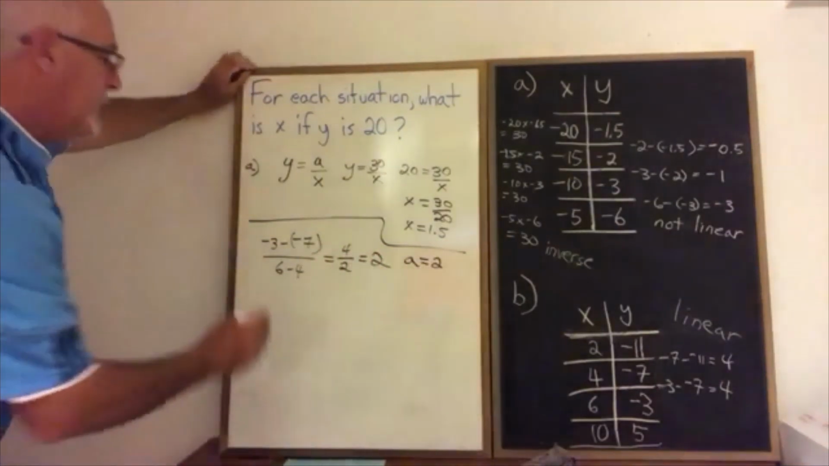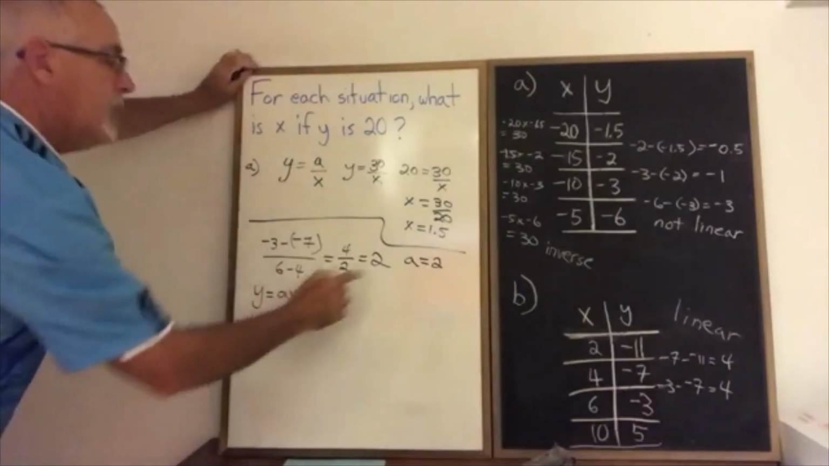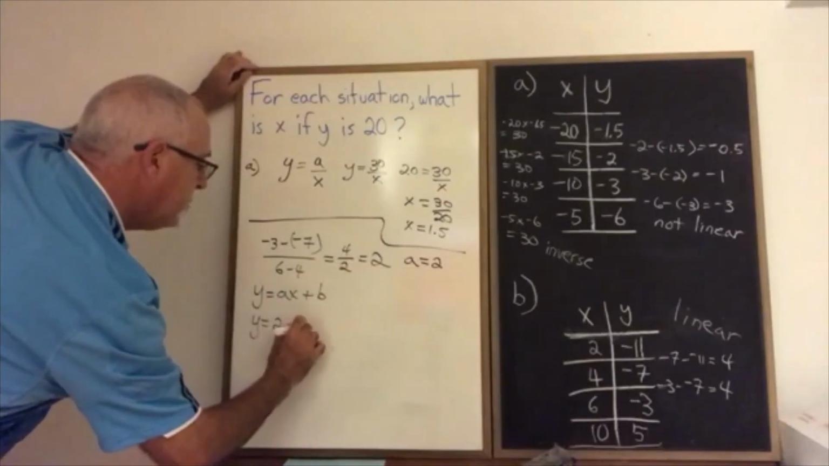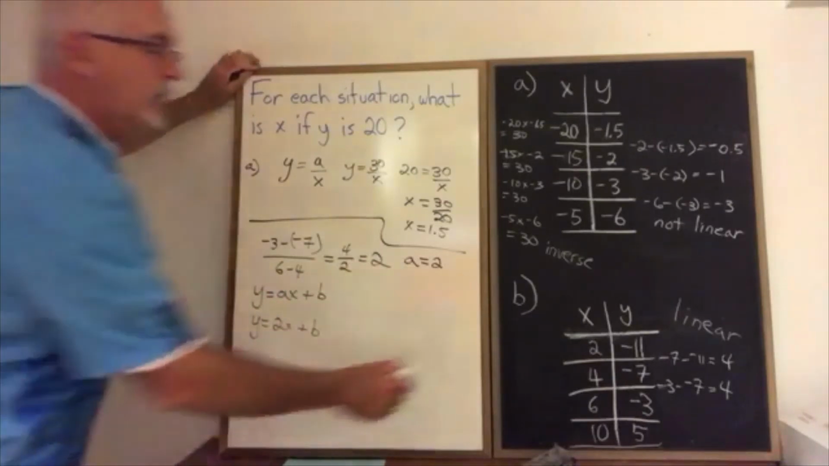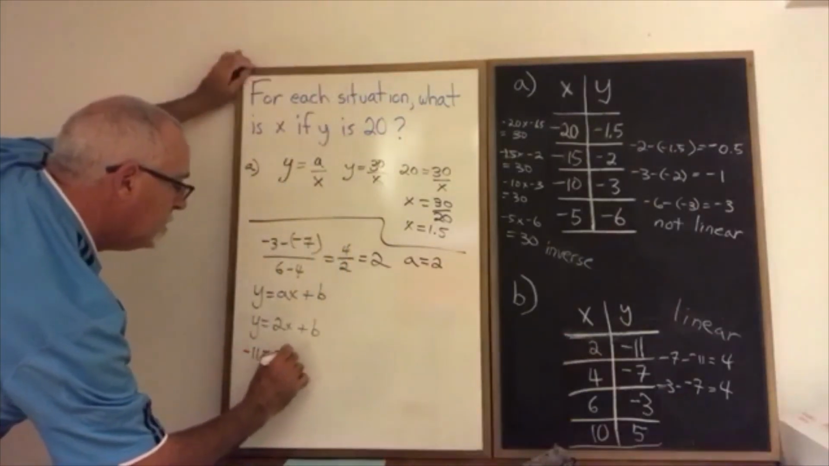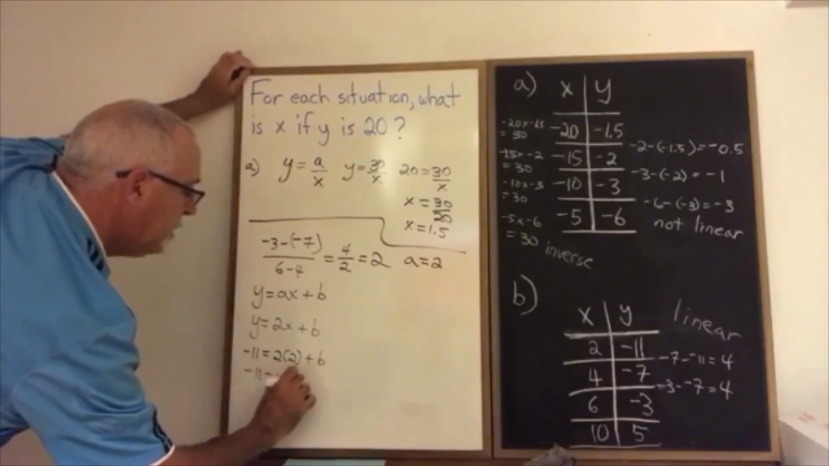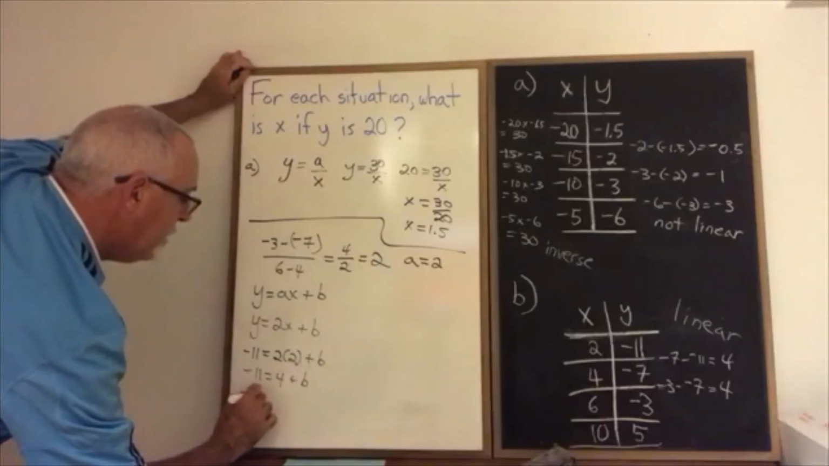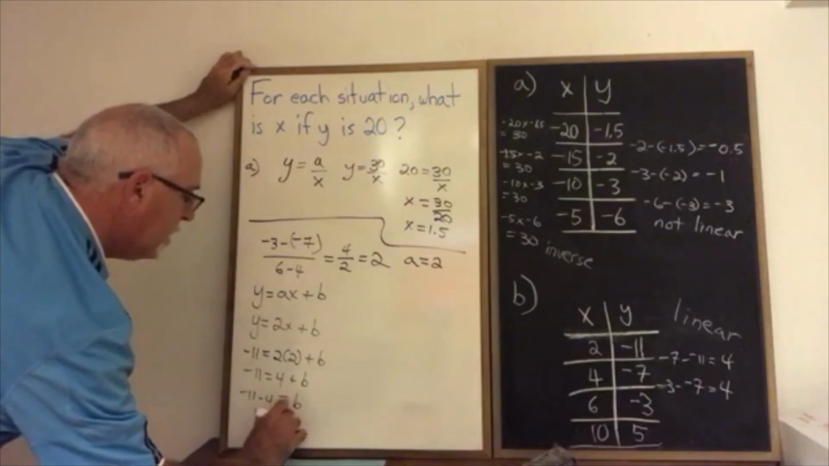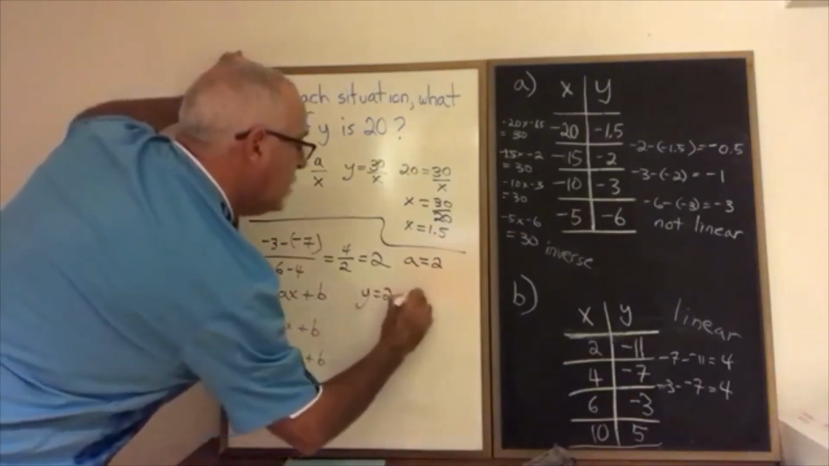To find our b, we'll take our form y equals ax plus b. We'll replace the a with a 2. And then we use any point we want. I'm going to use the first point, 2, -11. -11 equals 2 times 2 plus b. -11 equals 4 plus b. -11 minus 4 equals b. So my b is equal to -15. And my equation is y equals 2x minus 15.